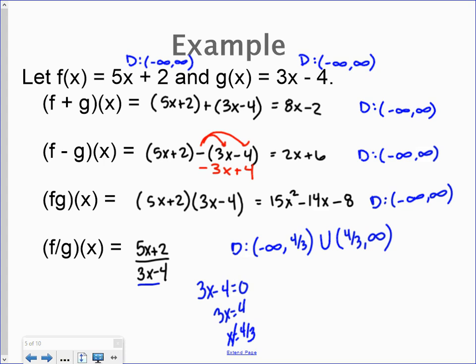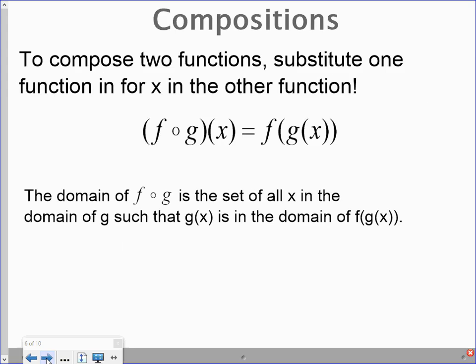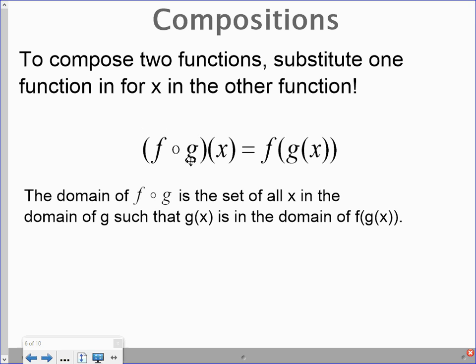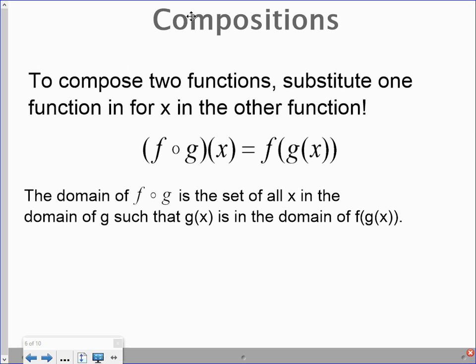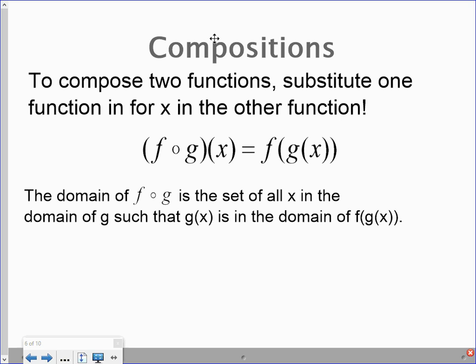Okay, good. Okay, we want to talk about one more thing before we leave today, and that is compositions. So we'll just go ahead and define compositions quickly here. And this is kind of similar to what we were looking at in the warm-up on that last one that was similar to your summer packet. A composition is different than adding, subtracting, multiplying, and dividing. It's not one of the basic 4 operations. A composition is basically substitution.